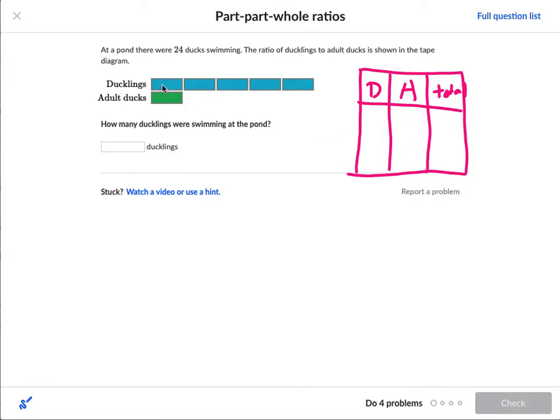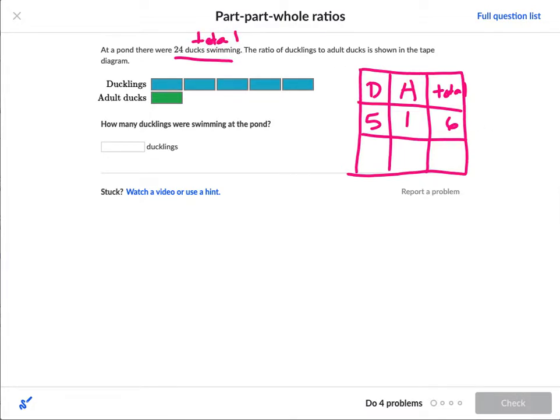So 1, 2, 3, 4, 5, the ratio looks like there are 5 ducklings to 1 adult duck for a total of 6 ducks. How many ducklings were at the pond if there were 24 ducks swimming? So that means total.